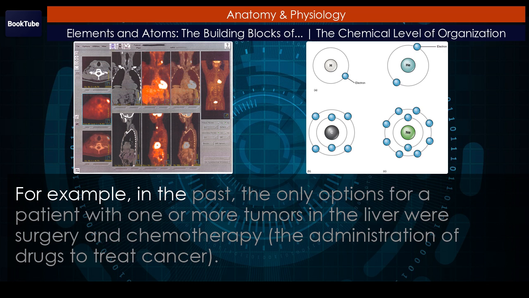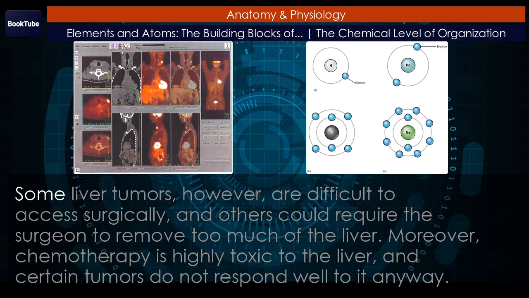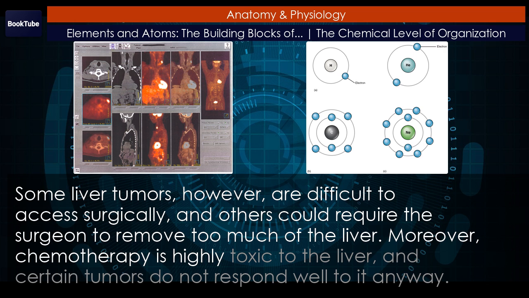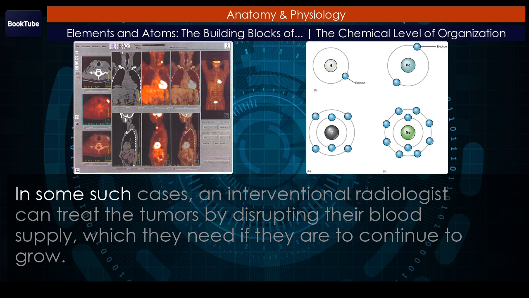For example, in the past, the only options for a patient with one or more tumors in the liver were surgery and chemotherapy, the administration of drugs to treat cancer. Some liver tumors, however, are difficult to access surgically, and others could require the surgeon to remove too much of the liver. Moreover, chemotherapy is highly toxic to the liver, and certain tumors do not respond well to it anyway. In some such cases, an interventional radiologist can treat the tumors by disrupting their blood supply, which they need if they are to continue to grow.